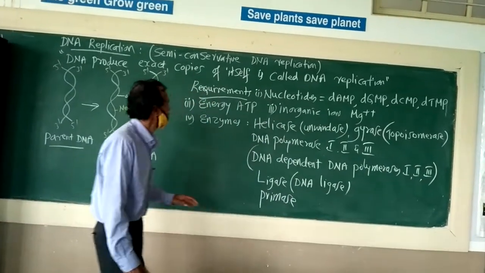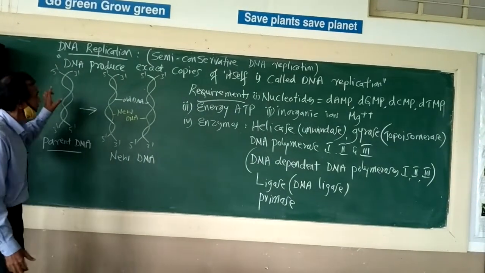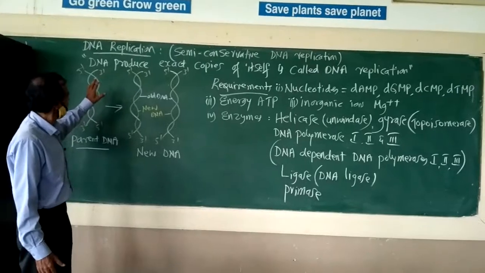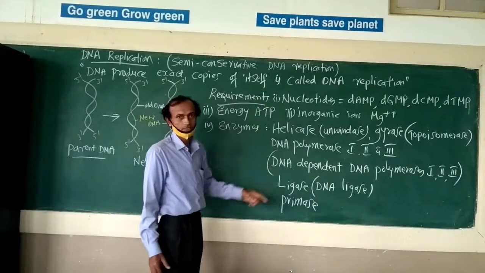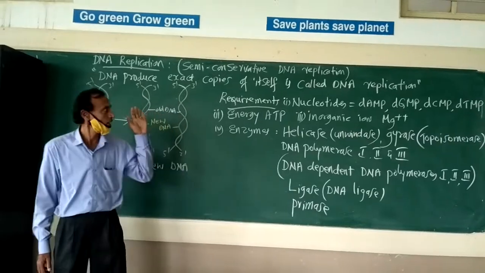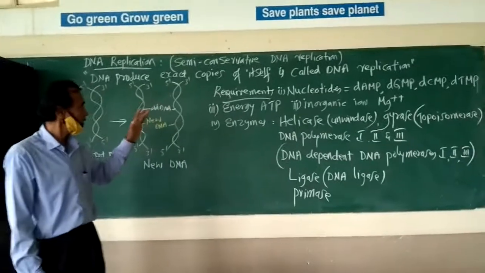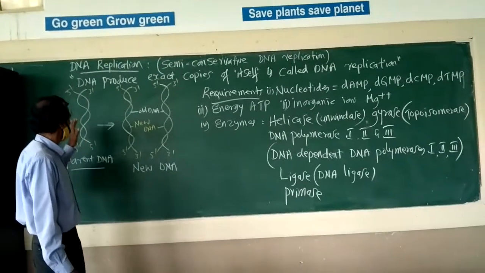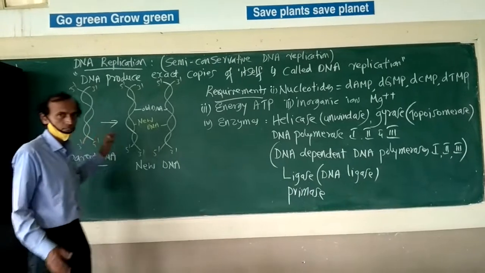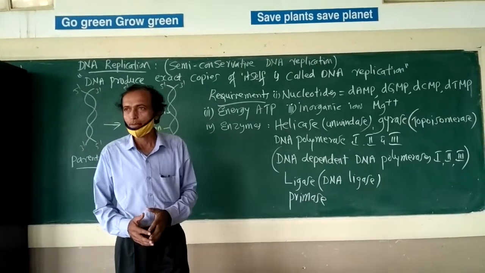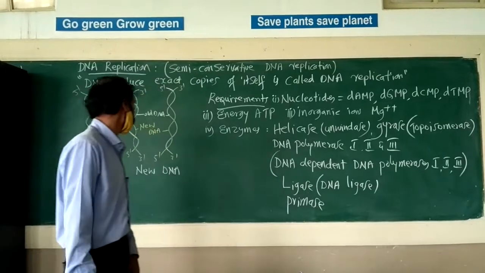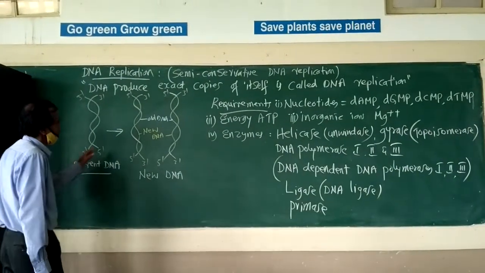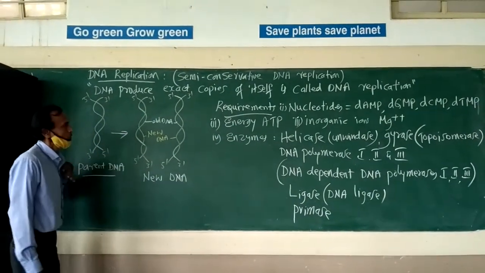DNA replication, also called DNA duplication. DNA producing exact copies of itself is called DNA replication. During this process, the two parental strands separate and act as templates for the synthesis of new strands, or daughter strands. So it is also called semi-conservative.